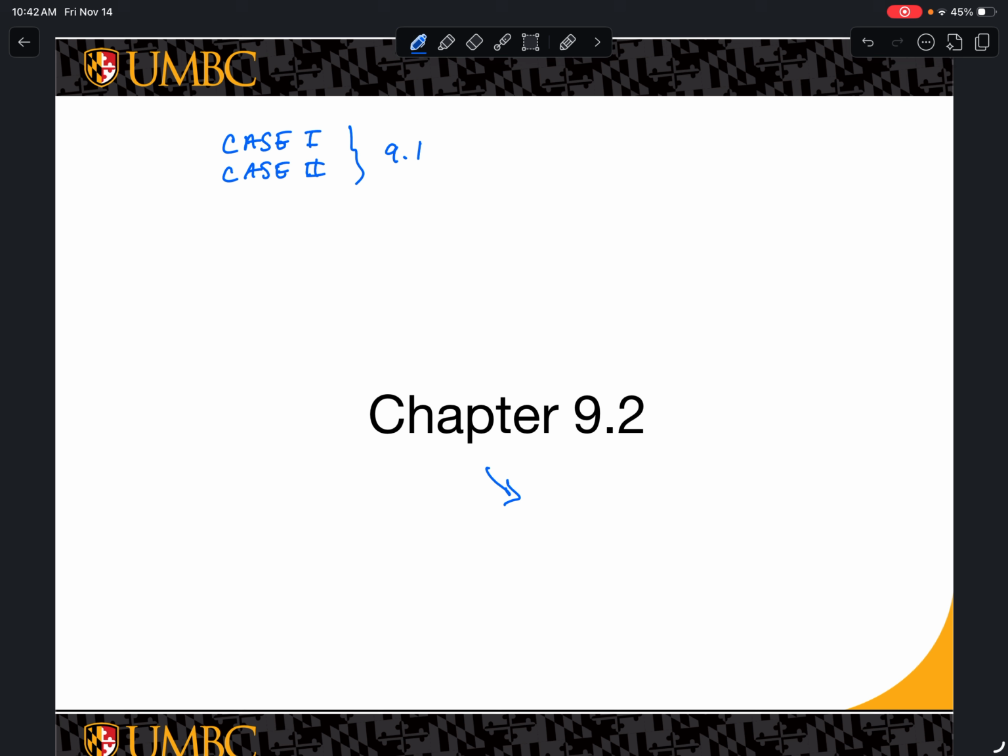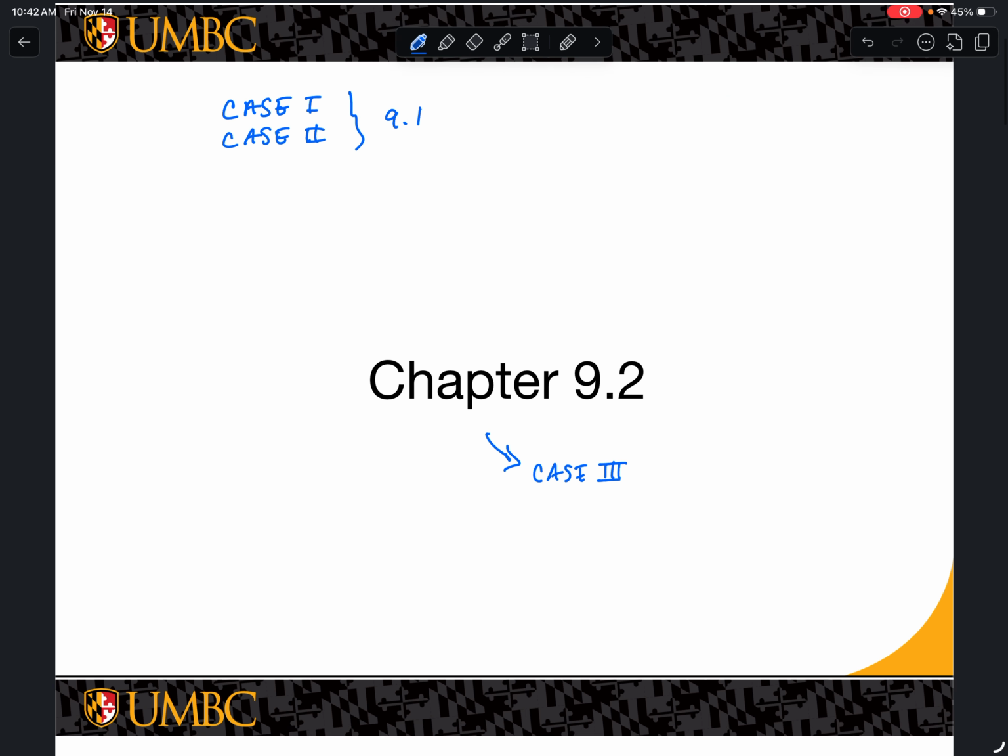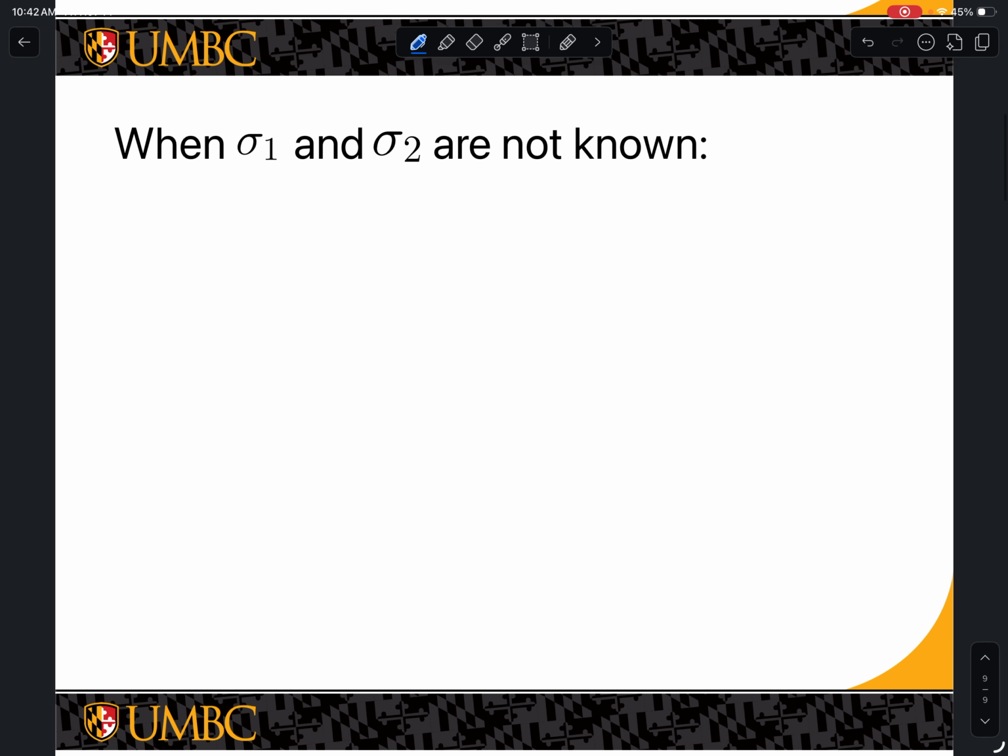Now here in 9.2, we are going to move on to case 3. All of these cases are directly analogous to the corresponding cases when we are talking about a single population from which we are trying to do inference on the one population mean itself. Here, we're in case 3, and if you'll recall, what that meant back when we were talking about a single population was the assumption that the samples are drawn from normal populations.